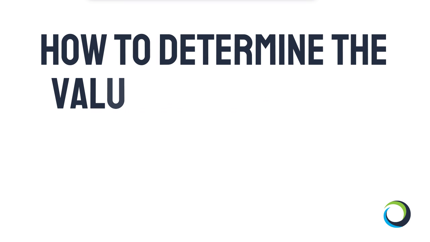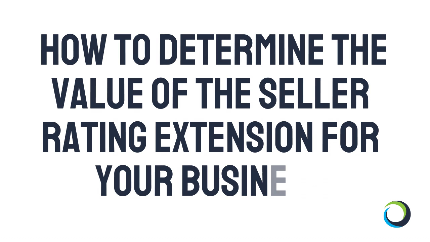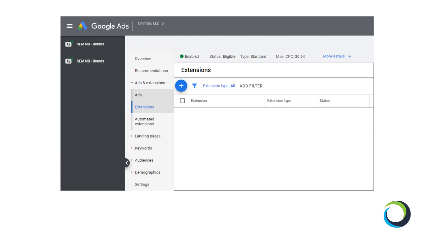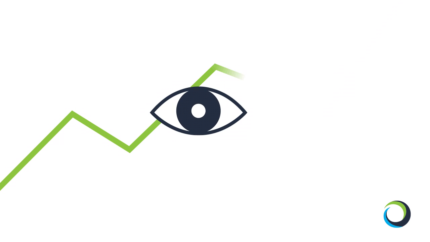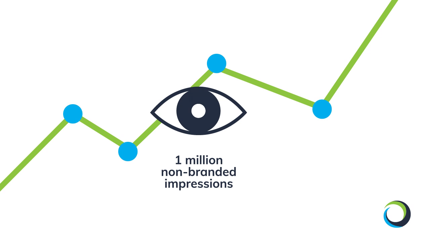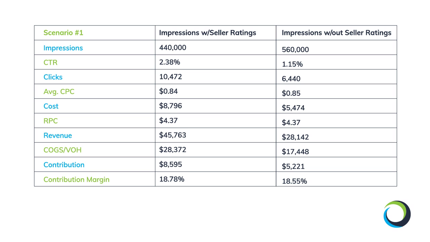How to determine the value of the seller rating extension for your business. To find the value this extension holds, you need to identify the impact of the extension within your own account. To do this, run the following scenarios using the Add Extension tab. Recreate these tables using your own data. For our example, we used data from the past 30 days, during which we served a total of 1 million non-branded impressions. For scenario 1, break performance into 2 segments: impressions served with a seller rating extension and those without.